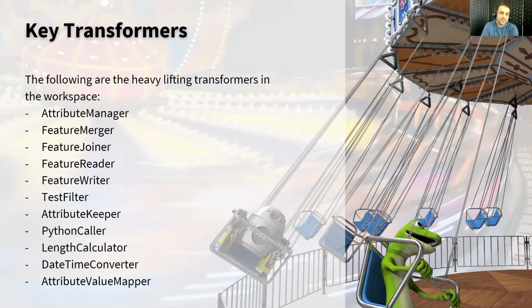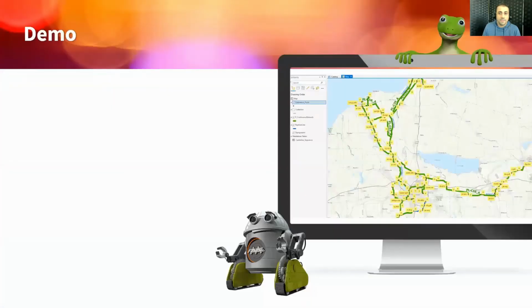I love to have it handy always next to me. So we have the attribute manager, the feature merger, the feature joiner, feature reader, feature writer, test filter, attribute keeper, Python caller, length calculator, datetime converter, and the attribute value mapper. And here is the demo.